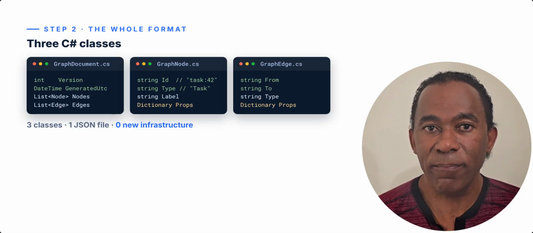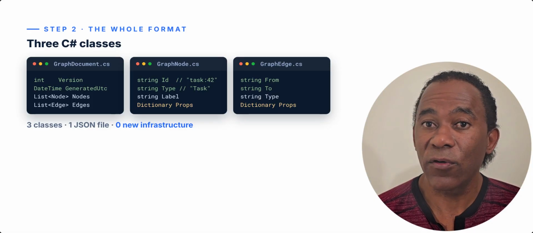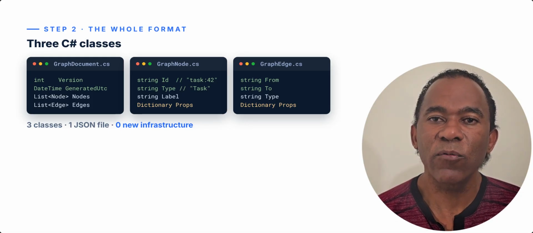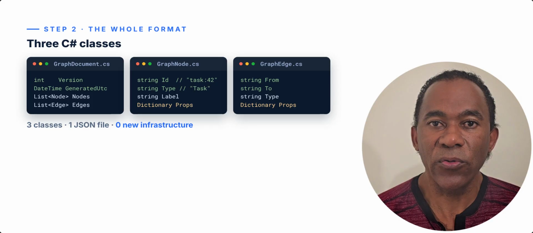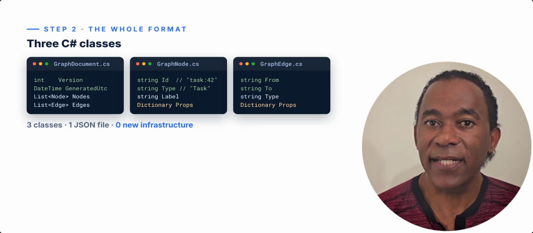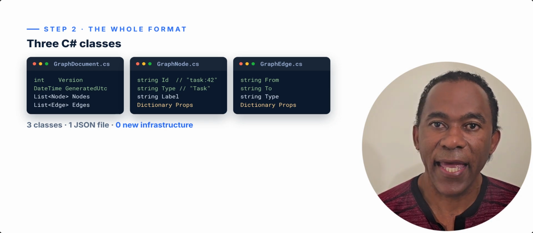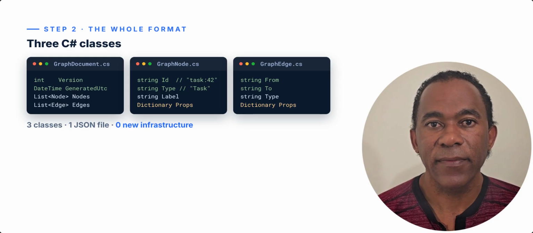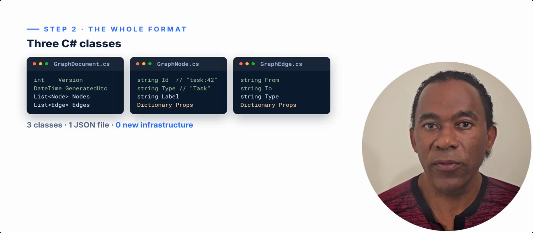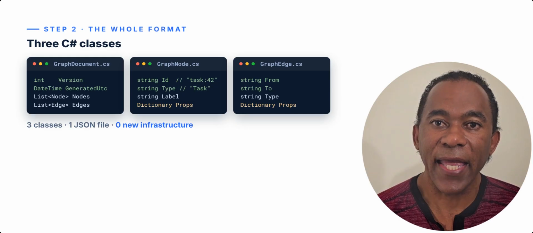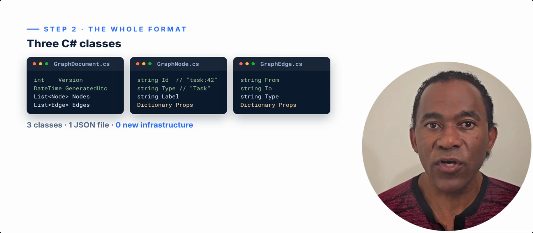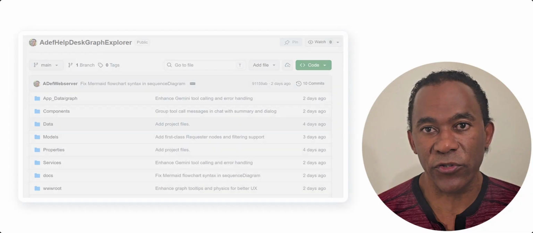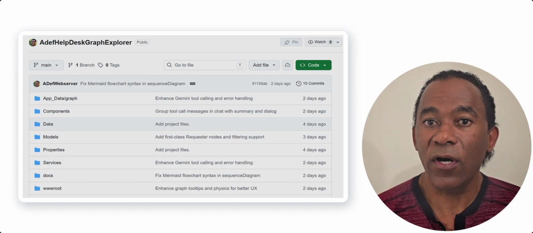Step 2, the C# model in 3 classes. That's the whole format. There's a graph document with a version, a generated UTC timestamp, and 2 lists, nodes and edges. A graph node has an ID like task42, a type like task, a label, and a dictionary of properties. A graph edge has from, to, a type like requested by, and its own property dictionary. That's the entire graph schema. 3 classes, 1 JSON file, 0 new infrastructure.